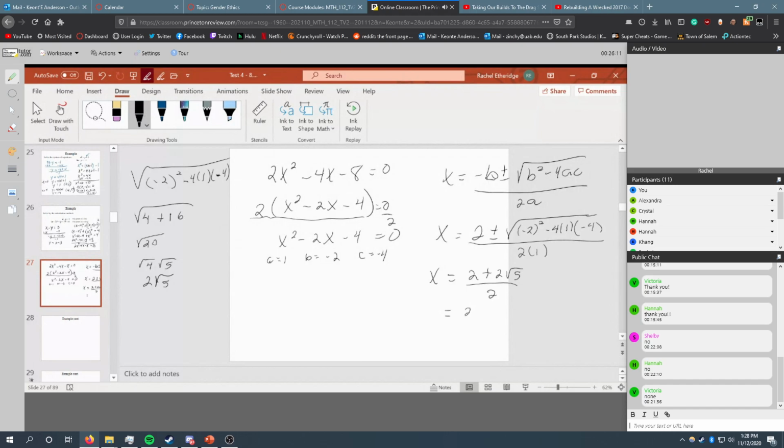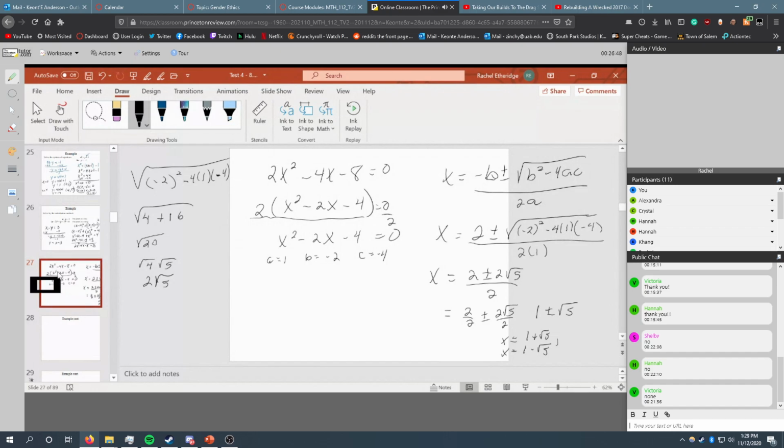And then I can separate that into 2 terms, plus or minus. So 2 plus or minus 2 square root of 5 over 2. So that's going to be 1 plus or minus square root of 5. That's x. So my two x values are 1 plus square root of 5 and 1 minus square root of 5.